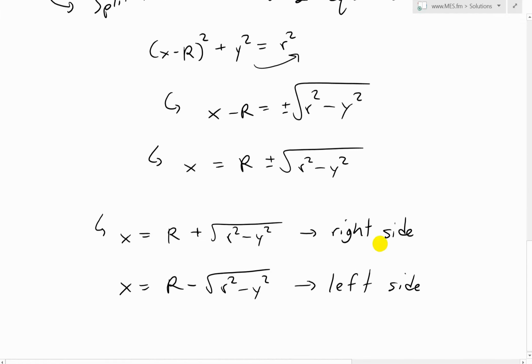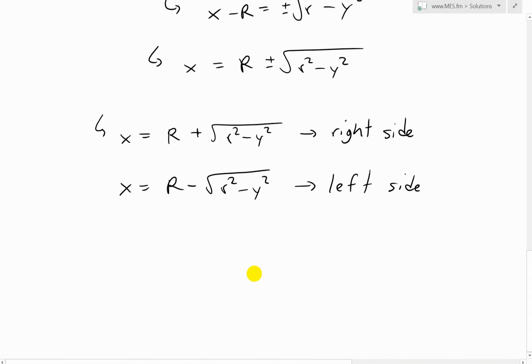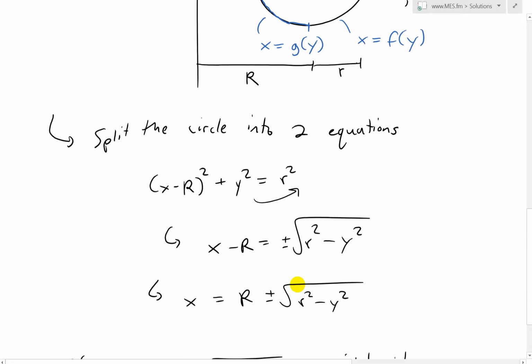Yeah, and going back here, I'll just write these as the functions here. So we'll write this is f of y equals this, and this is g of y equals this, the left side. So just to make it easier to write there.